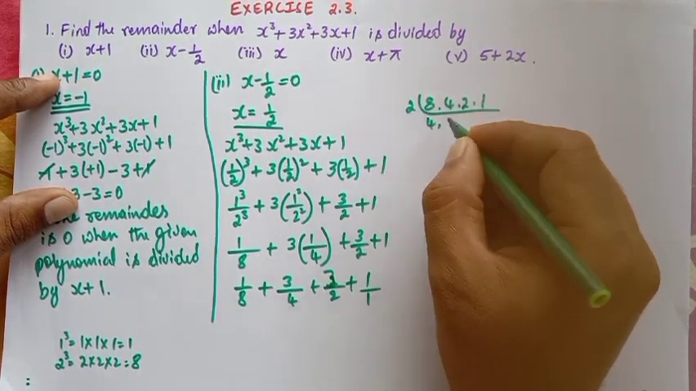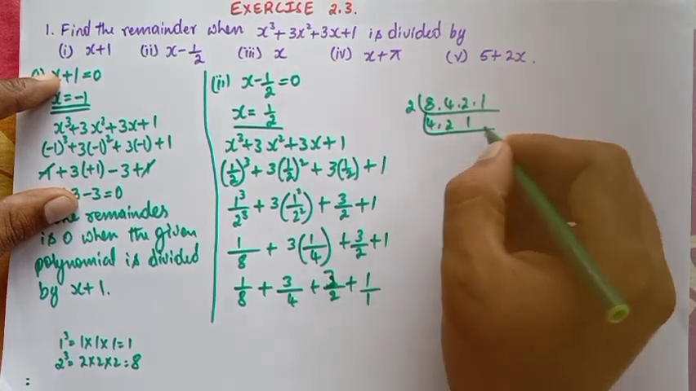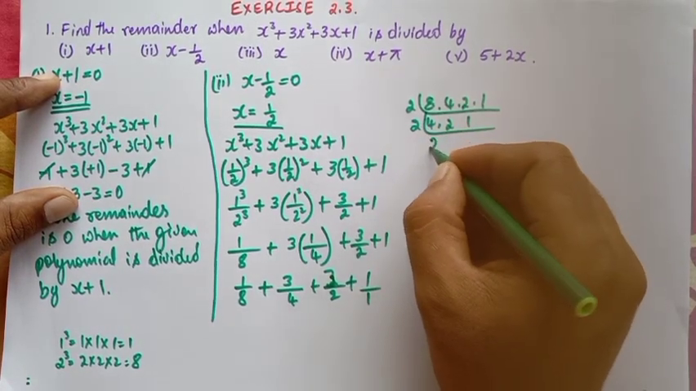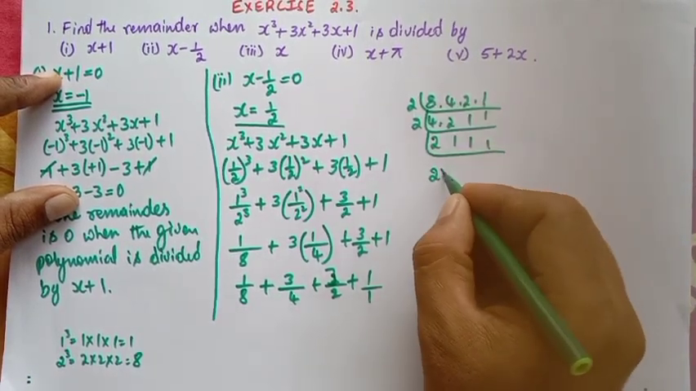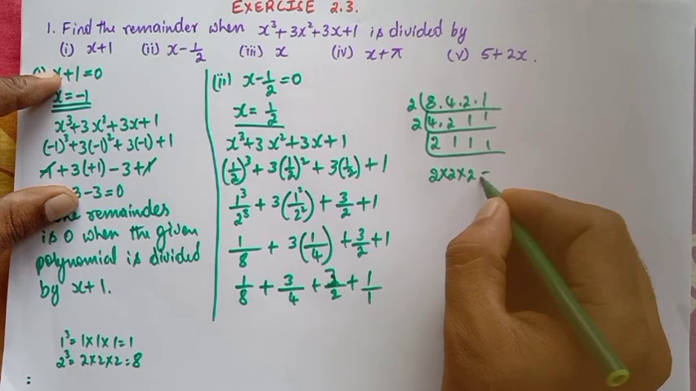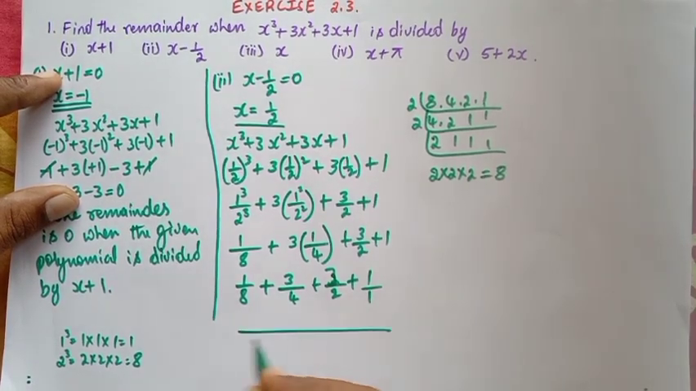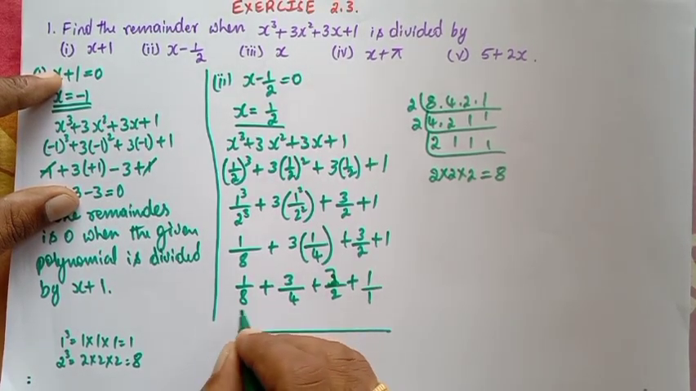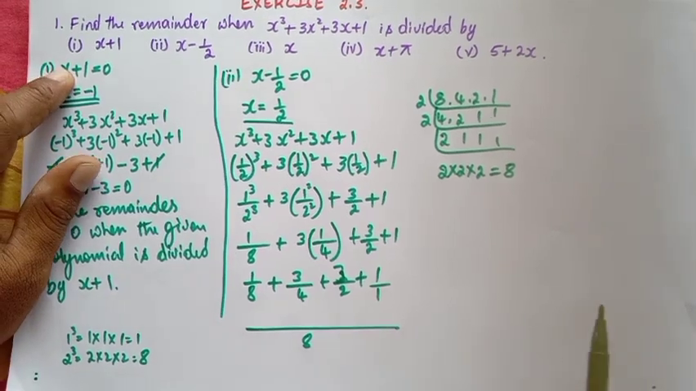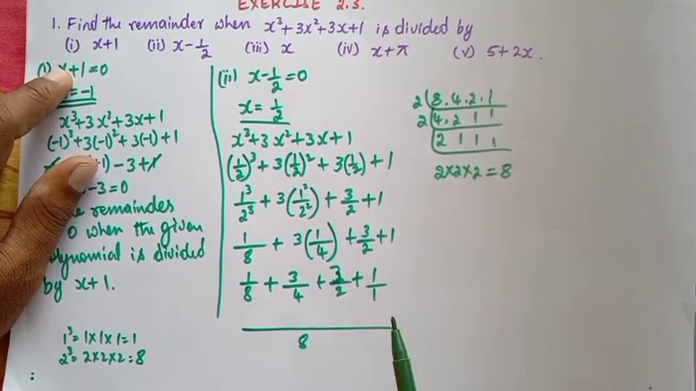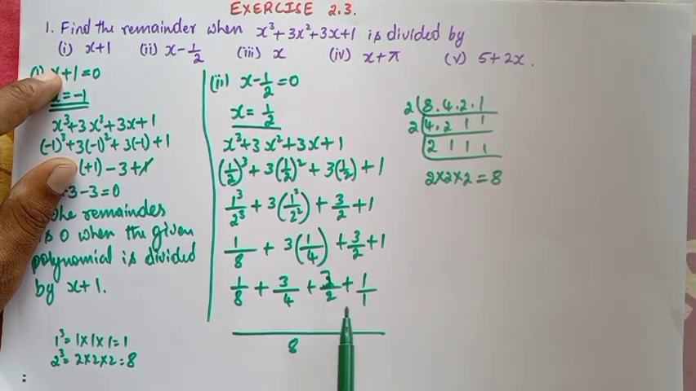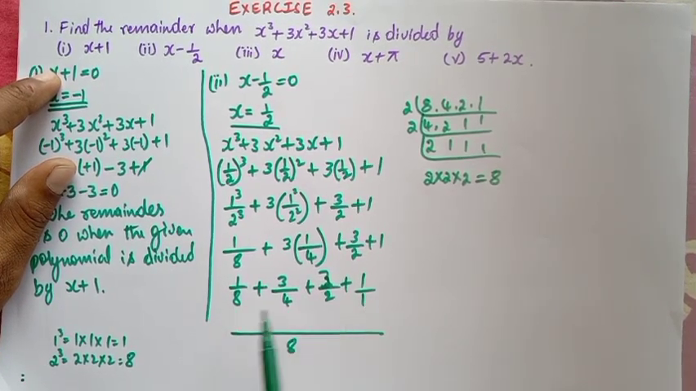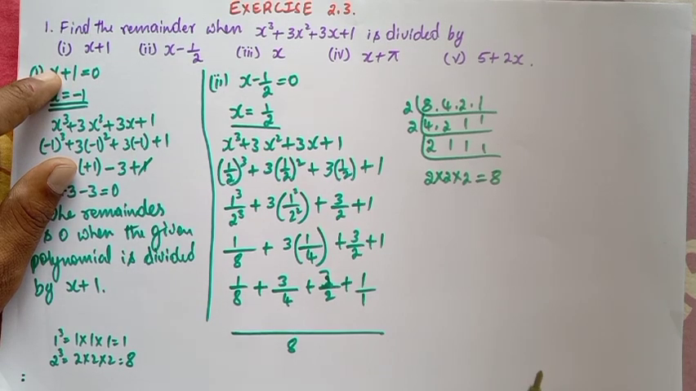2 fours, 2 twos, 2 ones. So 2 twos, ones, ones, ones. So 2 into 2 into 2 is equal to 8. So the LCM is 8. Why did we take this LCM? We want to make the denominators of all the fractions equal. Here there are 4 fractions. We should make all the denominators equal to a single number.